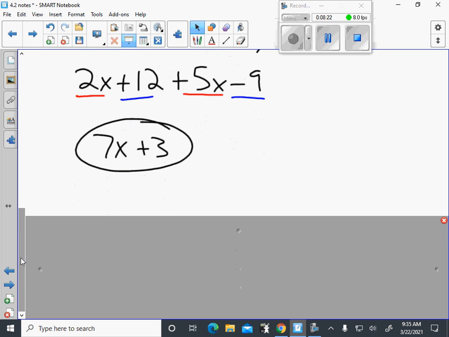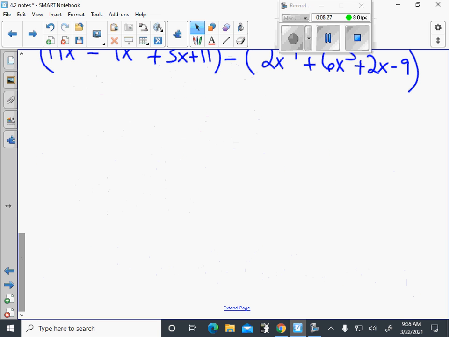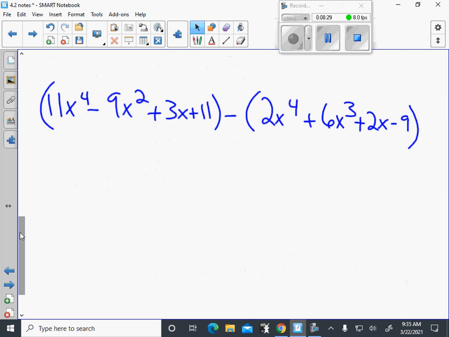All right. One more to find the difference. Big one. Okay. Same type of thing here. Can you do anything inside the parentheses? Not in this first one. Nothing changes. So we still have 11x to the fourth minus 9x squared plus 3x plus 11.